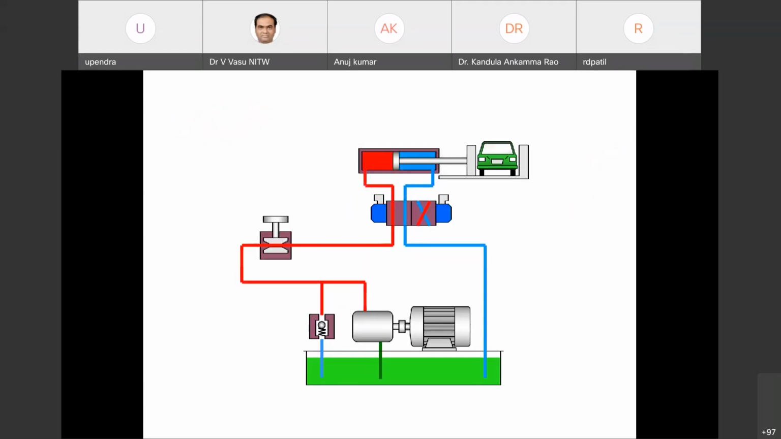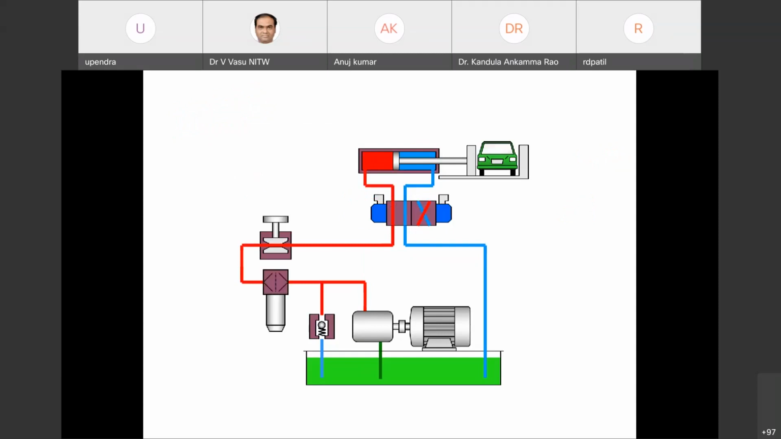Then we need a flow control valve also for this. So this is used for flow control. If I want to move this particular actuator at a slow speed, then we need one slow flow control valve also.